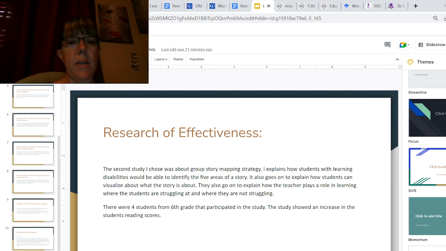The second study I chose was about group story mapping strategy. It explains how students with learning disabilities would be able to identify the 5 areas of a story. It goes on to explain how students can visualize what the story is about. They also explain how the teacher plays a role in learning, where the students are struggling and where they are not struggling. There were 4 students from 6th grade that participated in the study. The study showed an increase in students' reading scores.